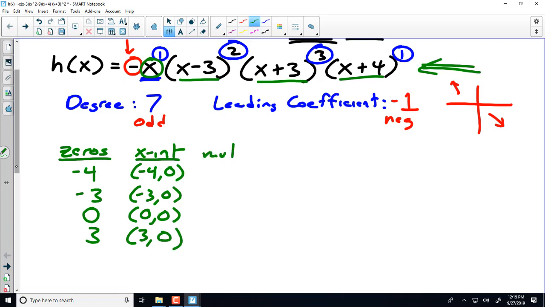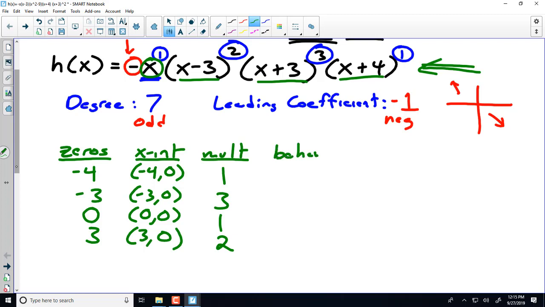We'll write down the multiplicities, which we get by looking at the powers on the factors that produce the 0. So this is going to be a 1, this is going to be a 3, this is going to be a 1, this is going to be a 2. Add them up, 1 plus 3 plus 1 plus 2, and we get a 7. That's what we're supposed to get.